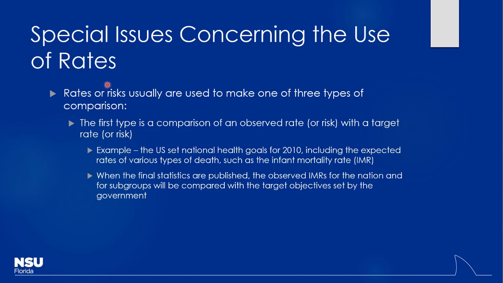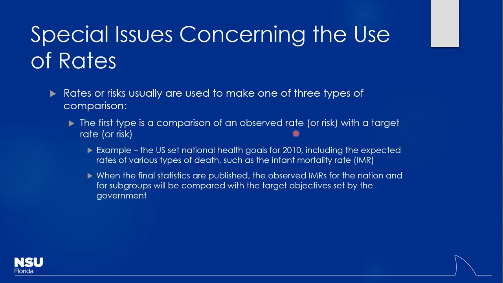But anyway, what are we going to do with these rates and risks once we develop them? Well, we can use them to make 3 different types of comparisons. First off, we can compare an observed rate or risk with a target rate or risk. Say we want to set a target, we want this many people to have this percentage of outcomes, and see how we compare up to that. For example, the U.S.